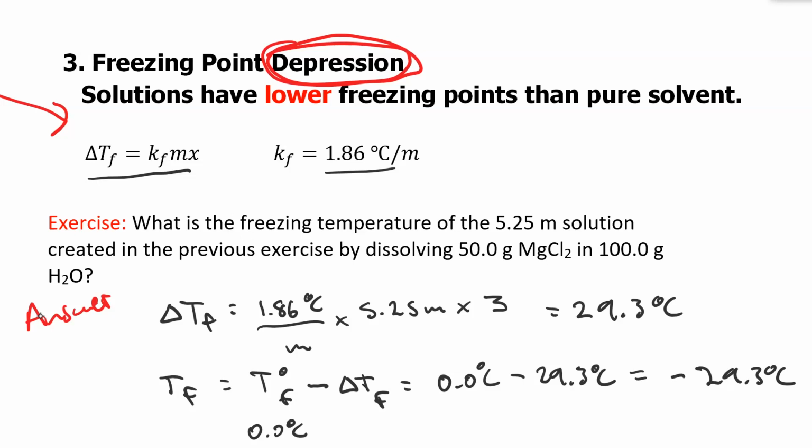So a solution of magnesium chloride that is 5.25 molal will be liquid all the way down to negative 29 degrees, way beyond the point where pure water would have frozen solid.